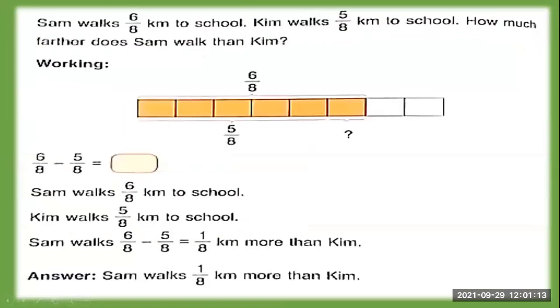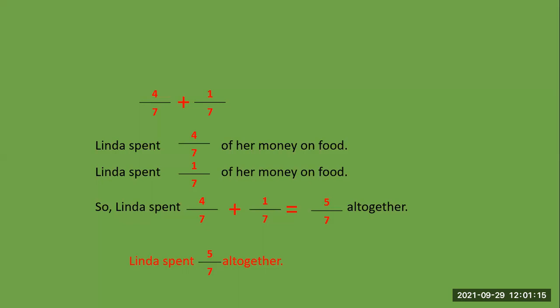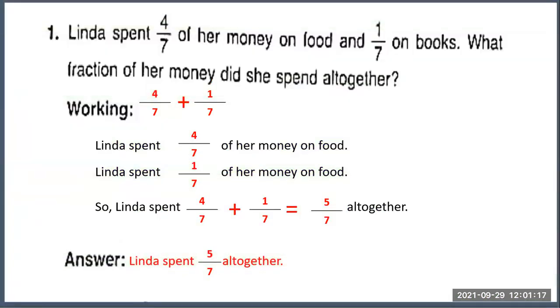Another example. Here, you can see that Linda spent 4/7 of her money on food and 1/7 on books. What fraction of her money did she spend altogether? Altogether indicates plus. So we work out 4 over 7 plus 1 over 7. If we add, it will give us an answer of 5 over 7.